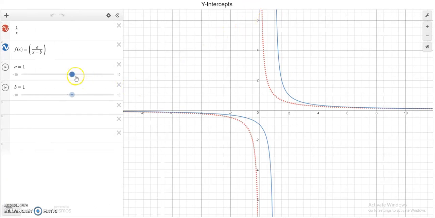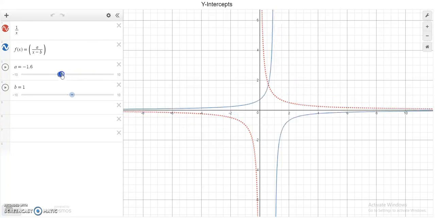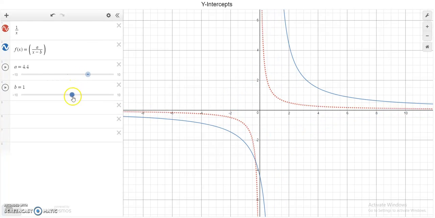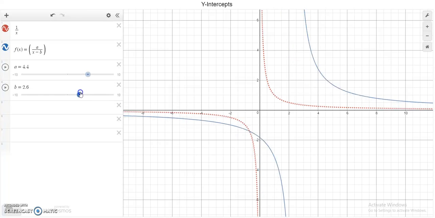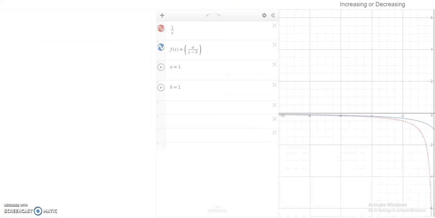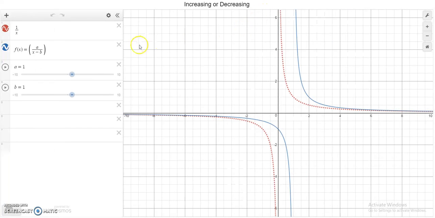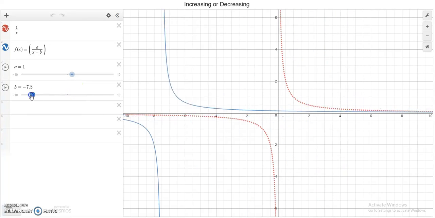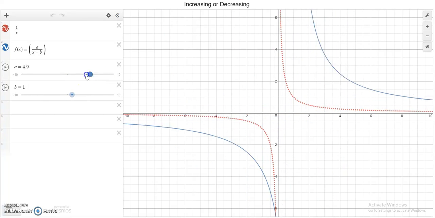For the y-intercepts, we can also just change the sliders just to see how the graph moves. Same for increasing and decreasing. We can move the sliders to see how it changes the direction of the function.